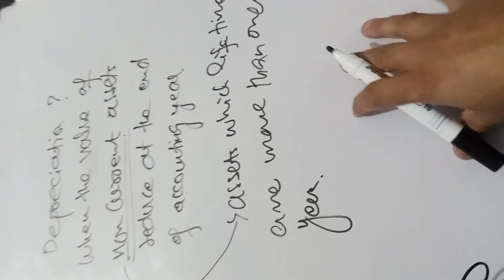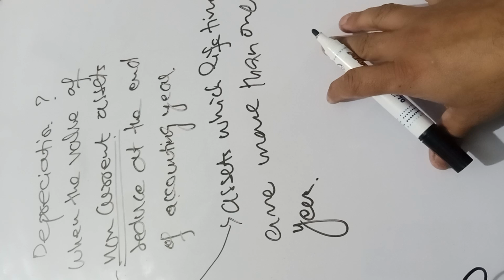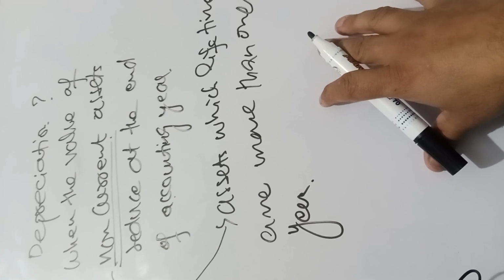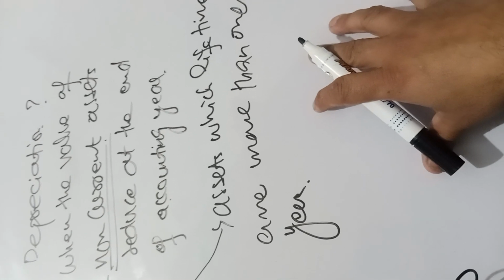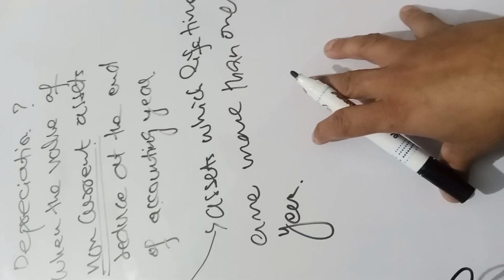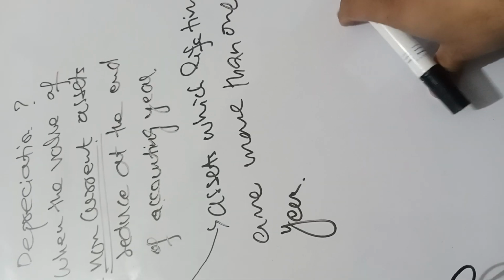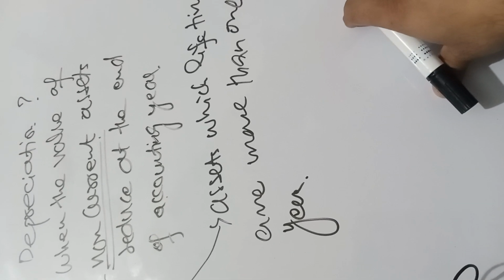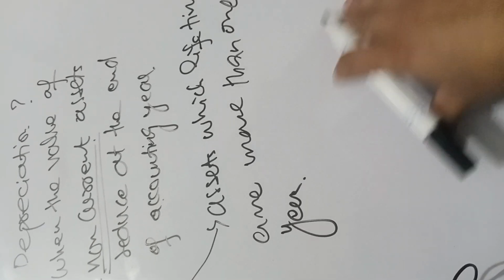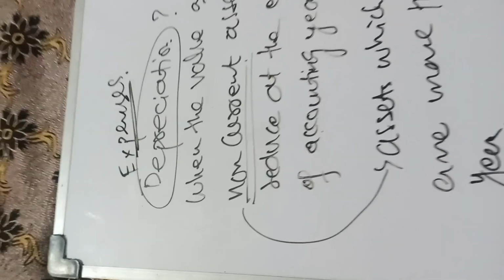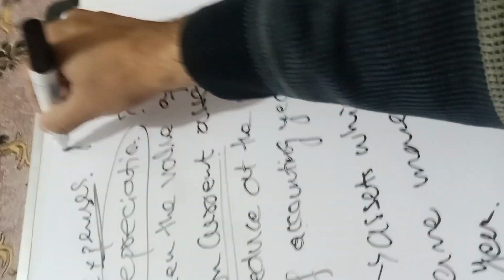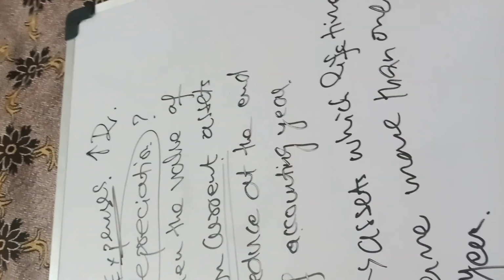The examples of non-current assets are tangible assets, for example furniture, fixtures, equipment, machinery, vehicle. This type of assets are non-current assets. And when the value of these assets reduces at the end of the year due to usage, due to wear and tear, this is called depreciation. And depreciation is your expense. Depreciation is your expense, and when expenses increase you will record it on the debit side.